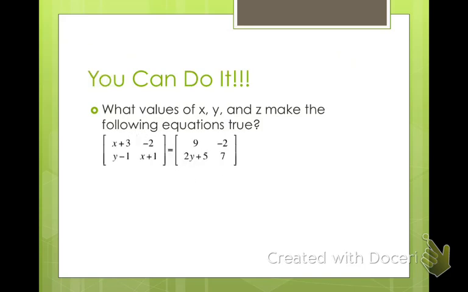Okay, I want you to find the values of x, y, and z to make the following true. This is going to be your lesson check, so go ahead and pause the video, and you're going to do this one with your partner. Also this one, by the way.